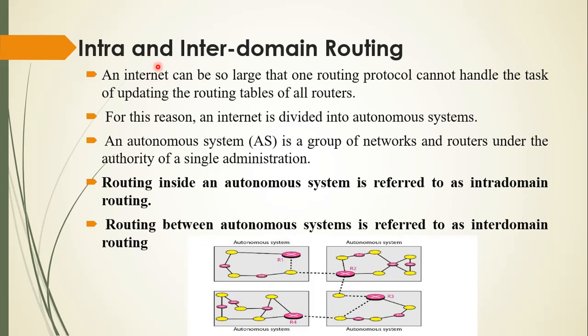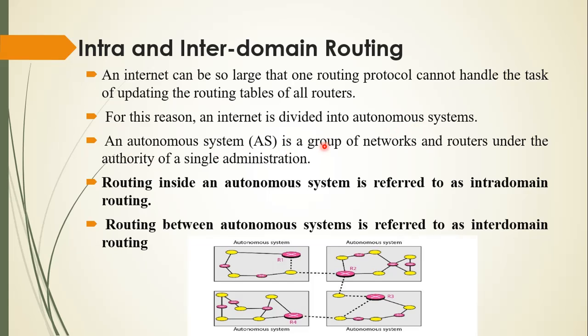See here, intra and inter domain routing. The internet can be so large that one routing protocol cannot handle the task of updating the routing tables of all routers. We have multiple routers, and all routers have routing tables. Because of a large internet, only one routing protocol cannot handle the task. For this reason an internet is divided into autonomous systems. That is the concept of autonomous system.